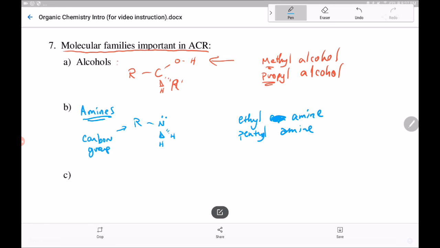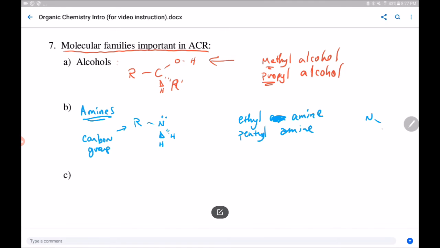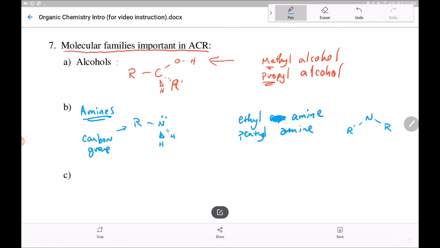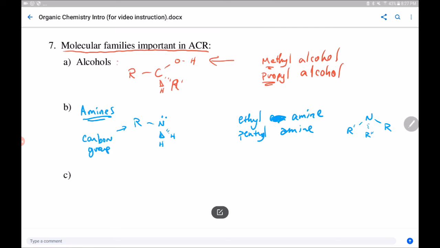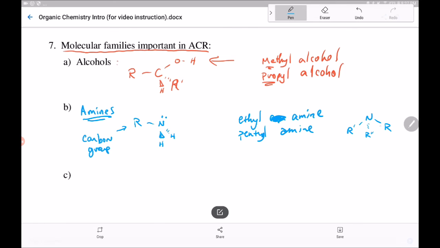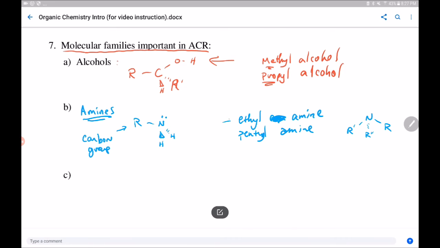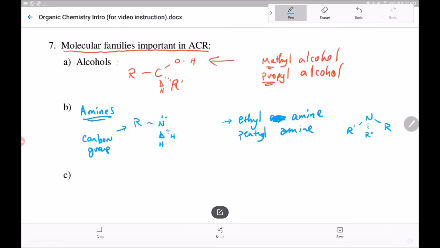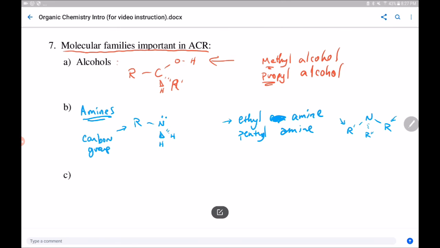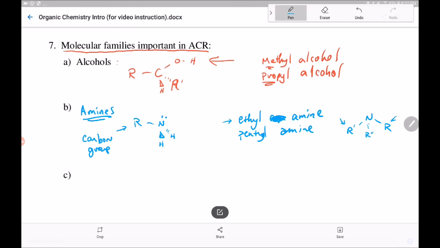Sometimes we have di-substituted amines where you have your N attached to carbon group number 1 and carbon group number 2, and sometimes even carbon group number 3. So you could have diethylamine. Diethylamine would be two copies of 2 carbon groups. So 2 carbons there, 2 carbons there. Diethylamine.